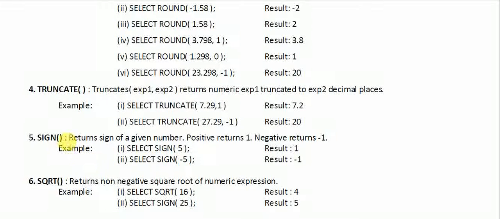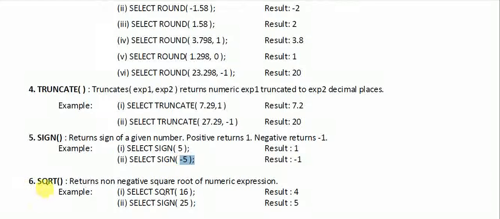The next is SIGN, which returns the sign of the number. So here when 5 is placed as an argument, the result is 1, meaning positive. Then when -1 is placed, the result is -1, meaning it is negative. So -5 gives -1 because it is negative.